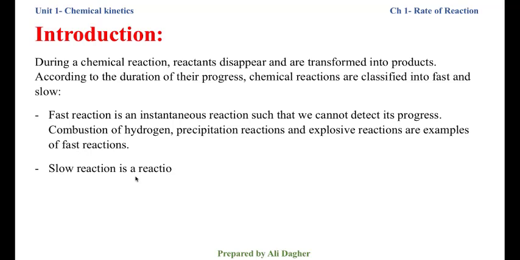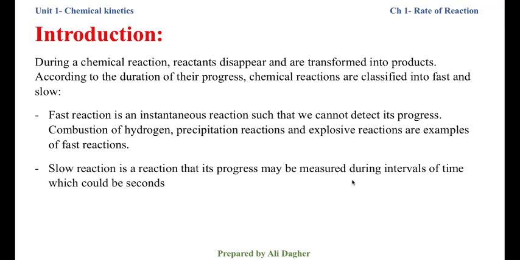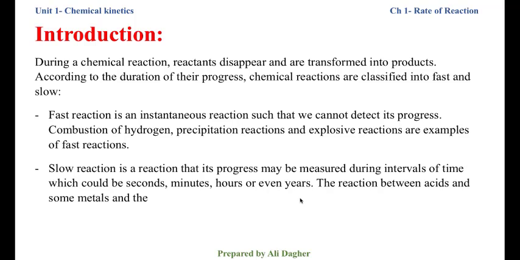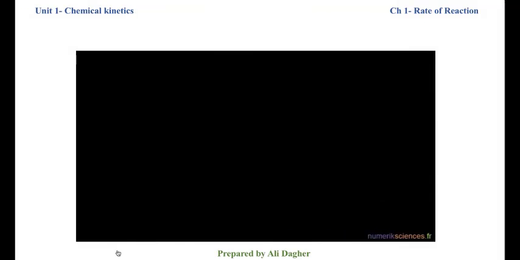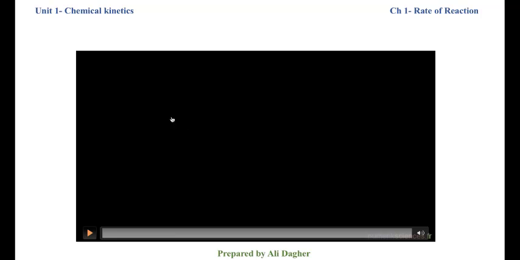A slow reaction is a reaction whose progress may be measured during an interval of time which could be seconds, minutes, hours, or even years. The reaction between acids and some metals and the corrosion of some metals are examples of slow reactions. This video shows examples of slow and fast reactions.